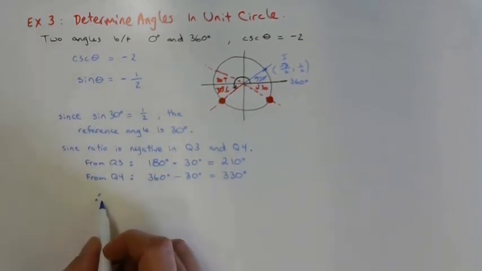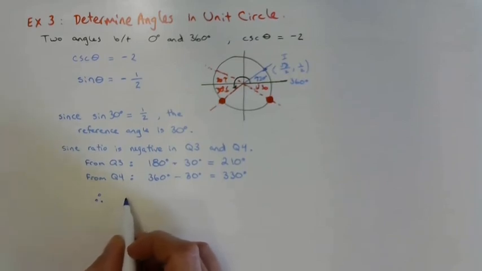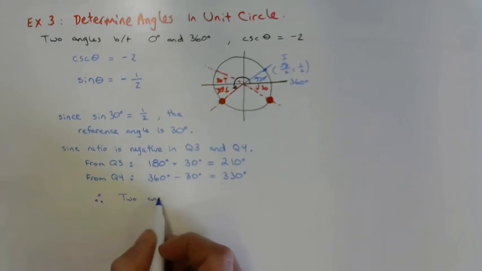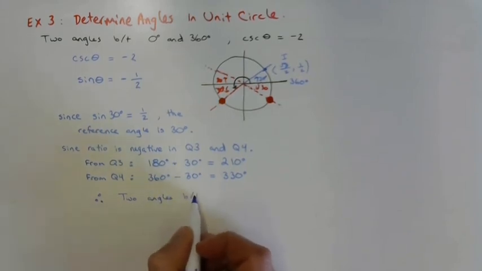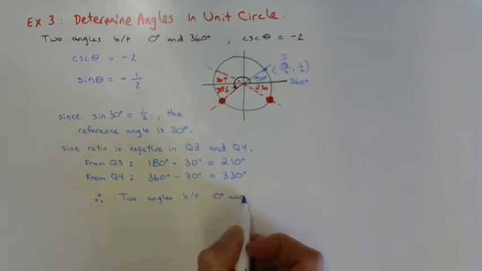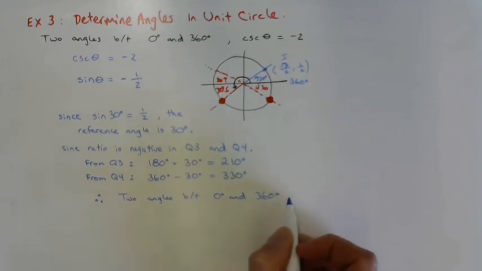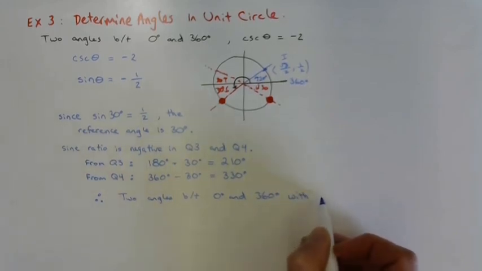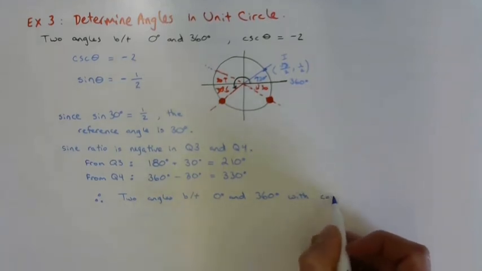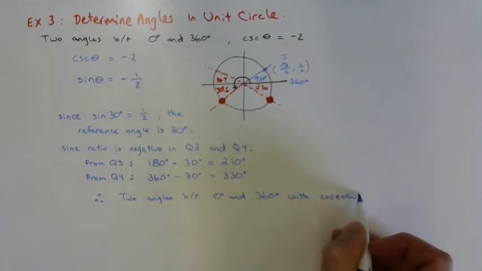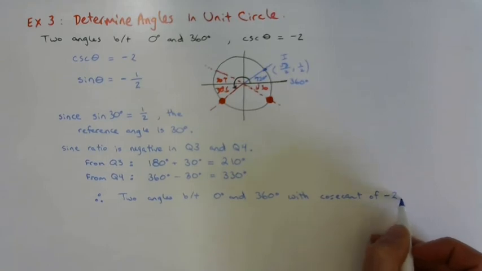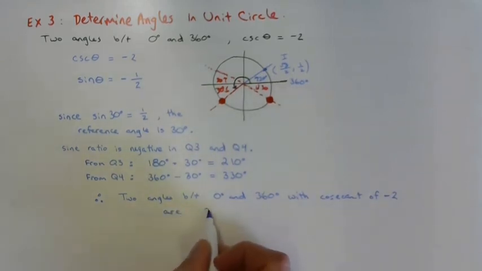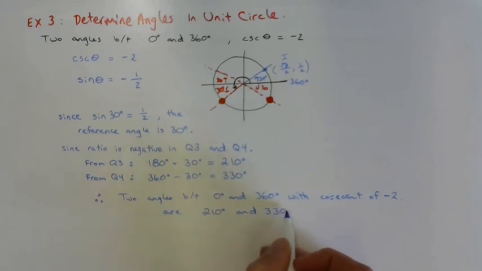We could write that in a final statement. Therefore, two angles between 0 degrees and 360 degrees with cosecant of -2 are 210 degrees and 330 degrees.